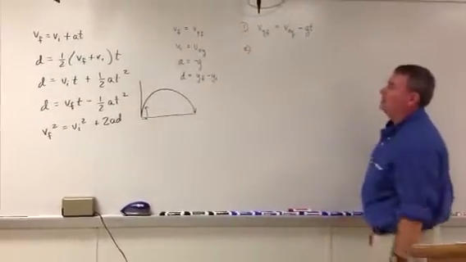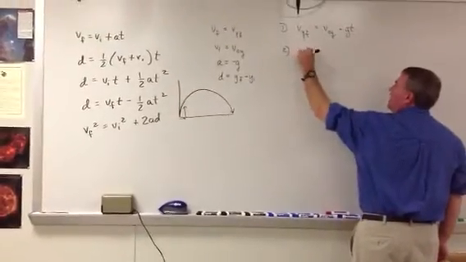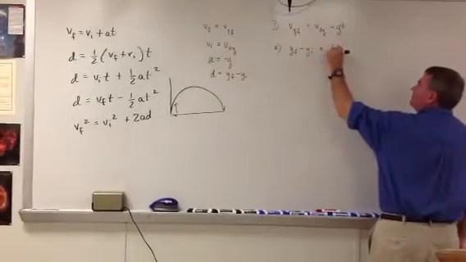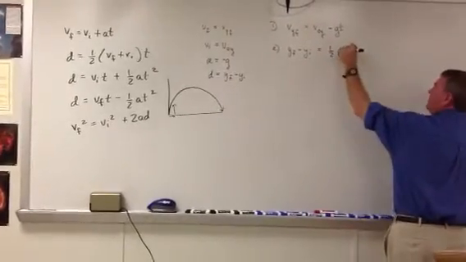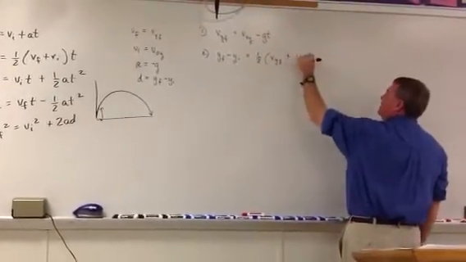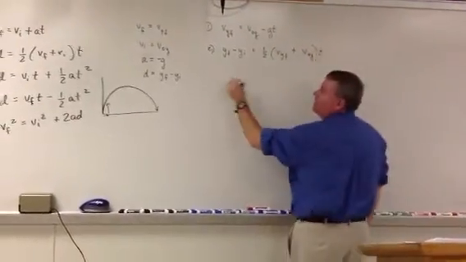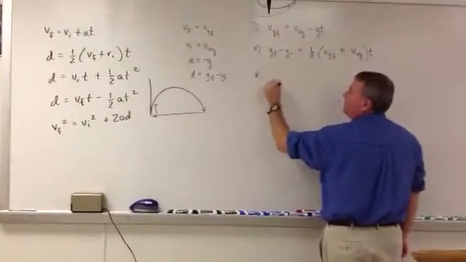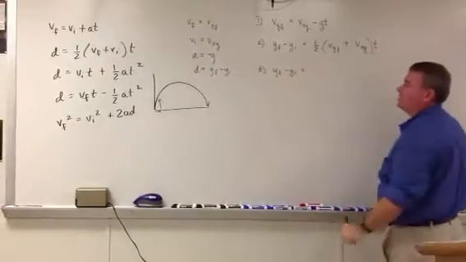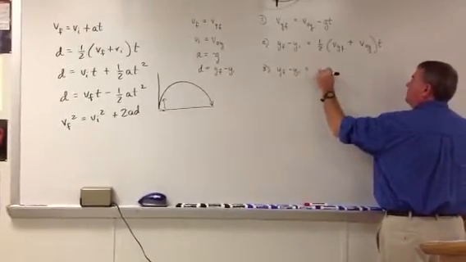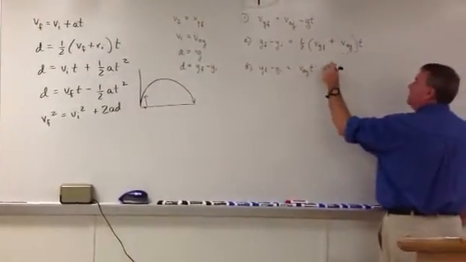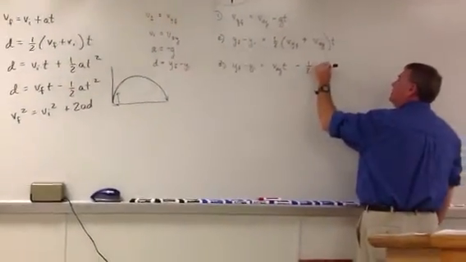Equation 2 modified. Distance is Yf minus Yi equals 1/2 Vf, which is Vyf, plus Vi, which is V naught y, times time. The third equation is distance, so it's Yf minus Yi equals Vit. Vi is V naught y times time, and that's plus 1/2 At squared, so it's minus 1/2 Gt squared.